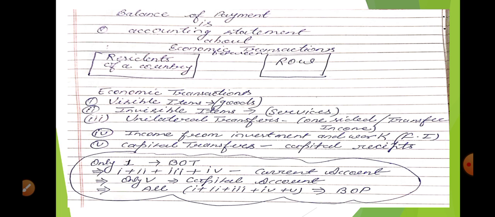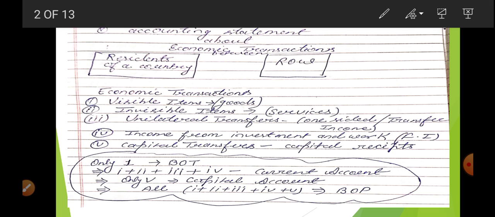So already I had told you in detail what balance of payment is related to. It is an accounting statement. Why I'm calling it accounting statement? Because there are two sides. It is based on double entry. There are two sides, credit side and debit side. All the inflow of foreign currency is recorded on credit side.